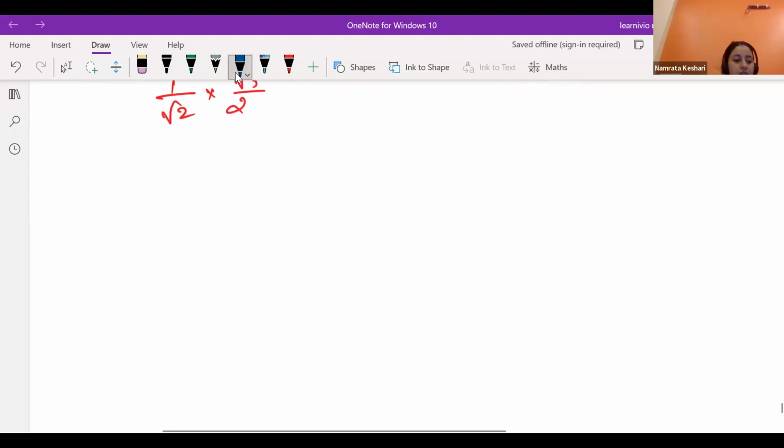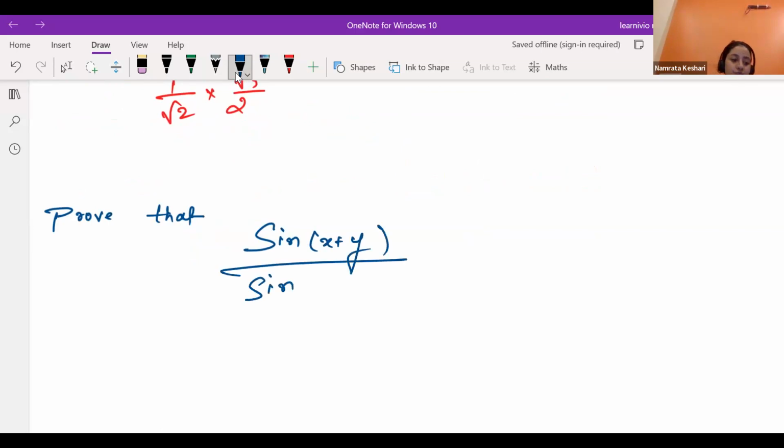Okay, let's continue. Now the next, if the question is like this, prove that sine of x plus y over sine of x minus y is equal to tan x plus tan y over tan x minus tan y.